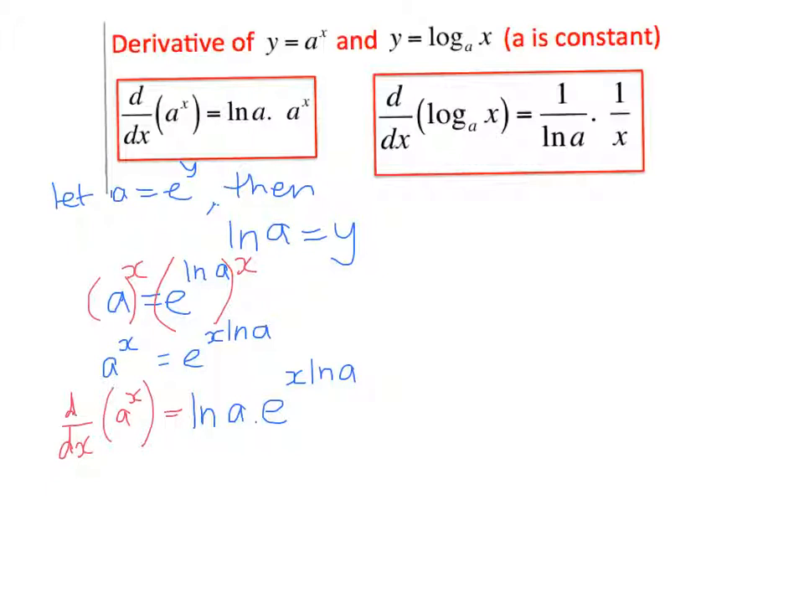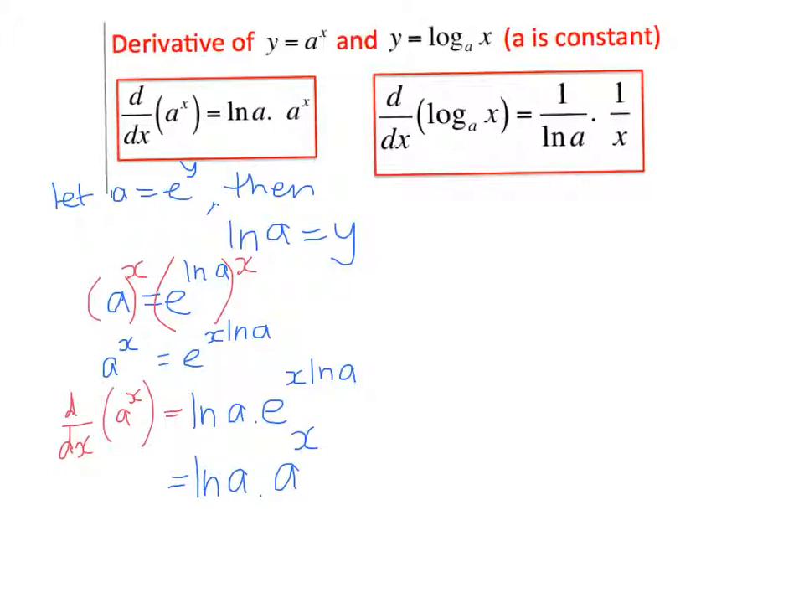And so there's our rule. The derivative of a to the x is equal to log a times e to the power of x log a. And remember that e to the power of x log a is this, which equals a to the power of x. So we can say that that is equal to log a times a to the power of x. And there we have the rule. The derivative of a to the power of x is equal to log a times a to the power of x.